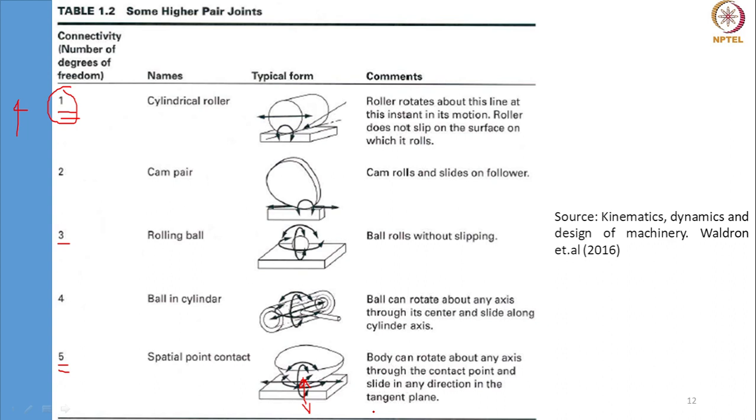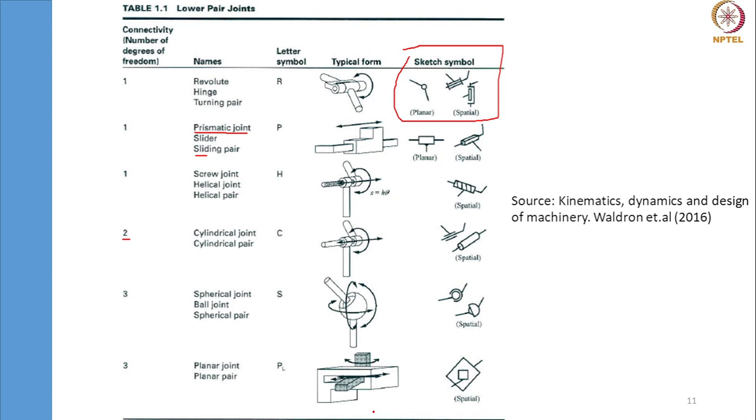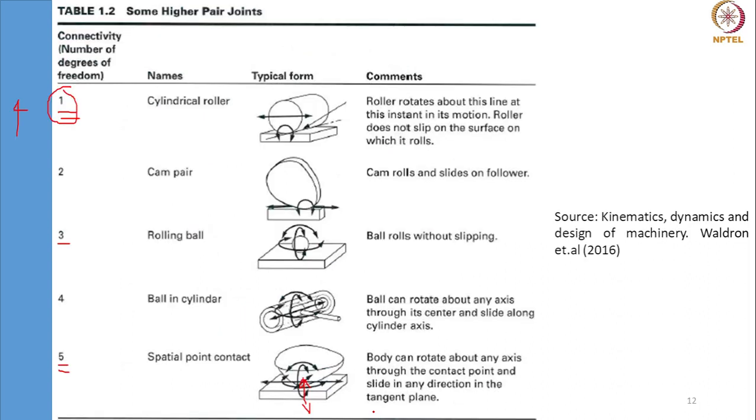So as you see in all these pairs, the contact is only a point contact. There is no area contact in any of these pairs. So such joints are called higher joints. And in our previous section, where we have a ball inside a socket, there is area contact. So such pairs are called lower joints. If you want, you can also go through one of the textbooks which I have put as the source, Kinematics, Dynamics and Design of Machinery by Waldron. You can have a look at it.